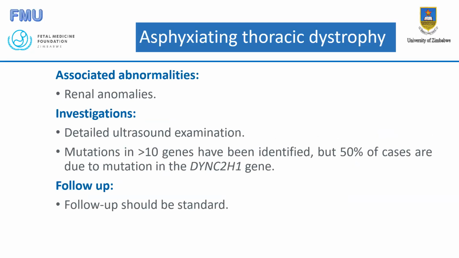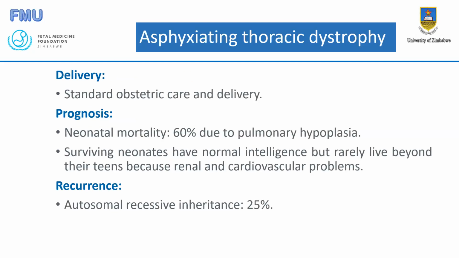However, about 50% of the cases are due to mutations in the DYNC2H1 gene. Follow-up should be standard for this condition, and standard obstetric care and delivery should be offered. Neonatal mortality: 60% die due to pulmonary hypoplasia. The surviving neonates have normal intelligence, but rarely live beyond the teens because of renal and cardiovascular problems. In autosomal recessive inheritance pattern, 25% recurrence risk.